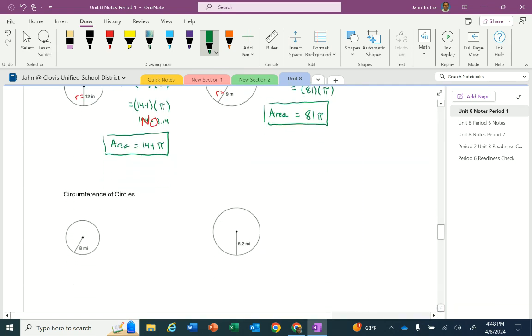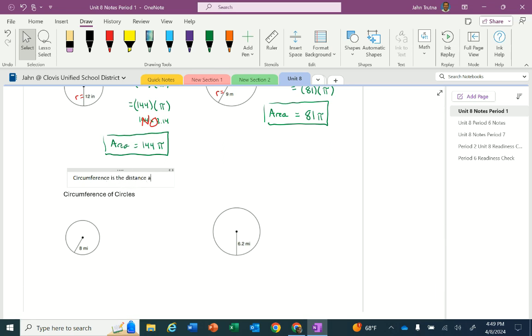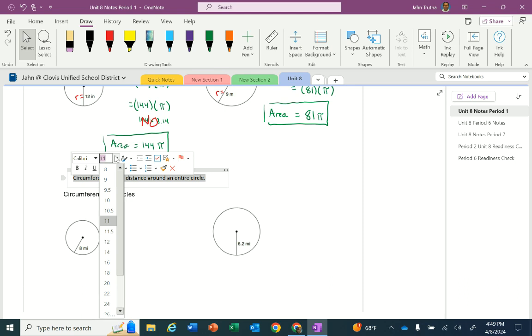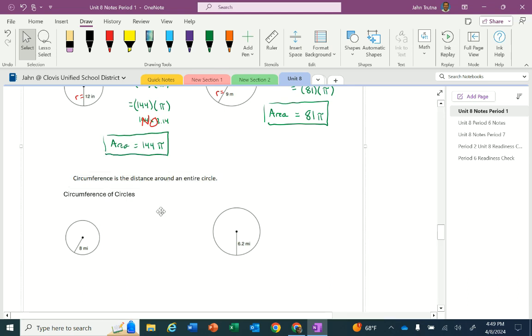Okay, so now let's move over to circumference of a circle. Hopefully you know what that is, but here is what circumference is referring to. Circumference is the distance around an entire circle. Area is how much space is inside the circle. Circumference is distance around the circle, okay?